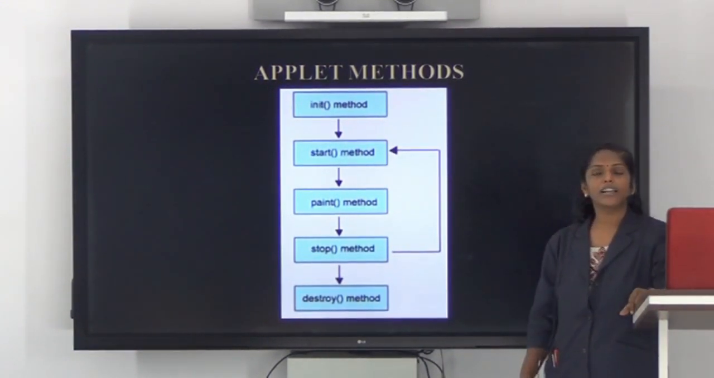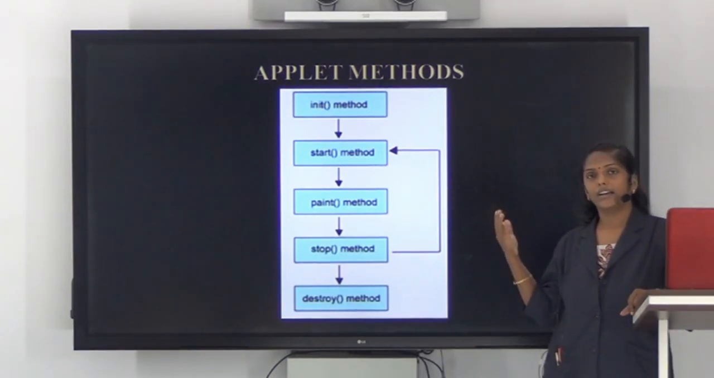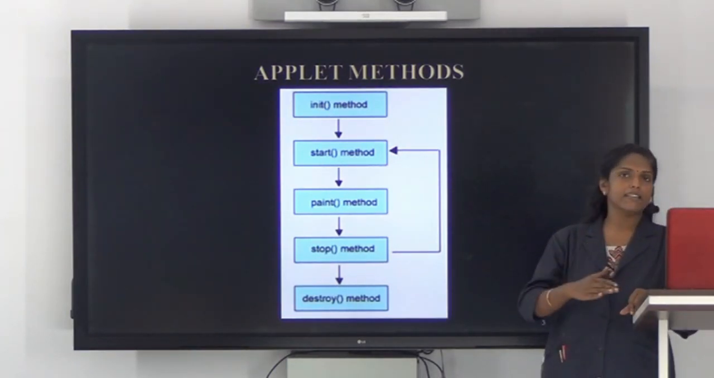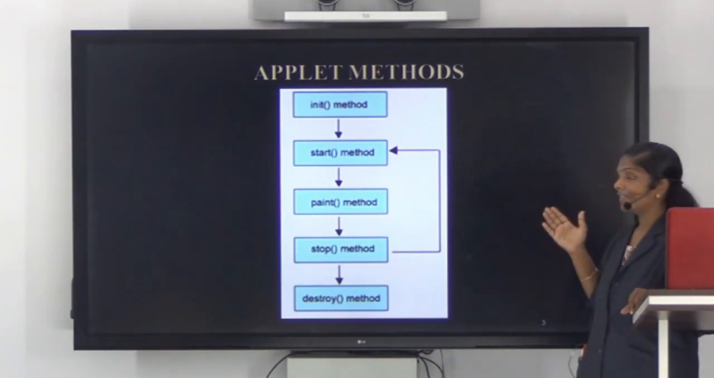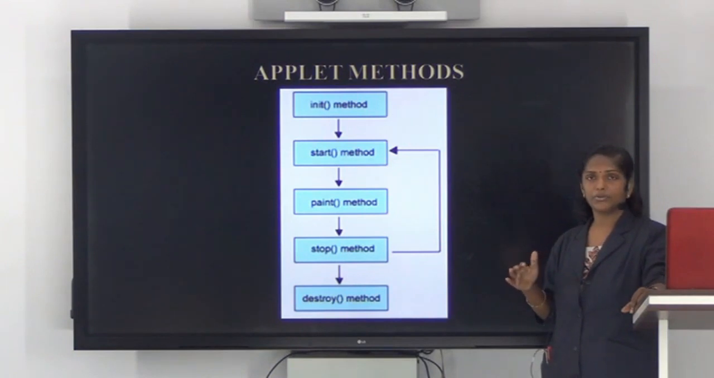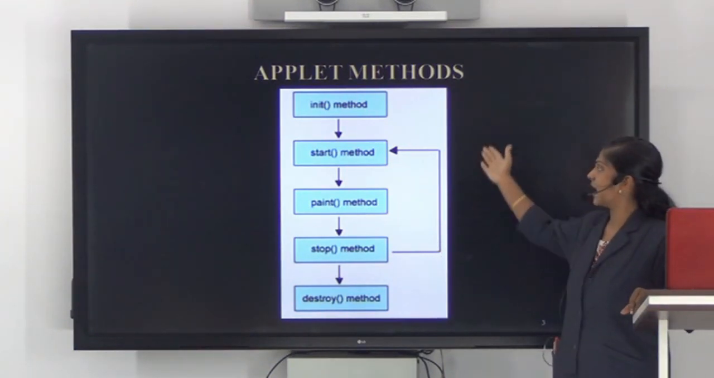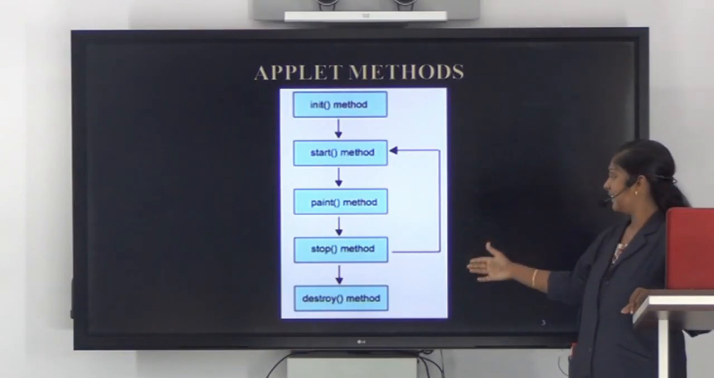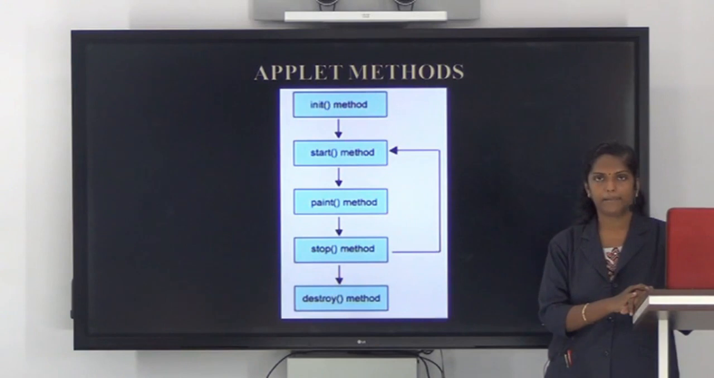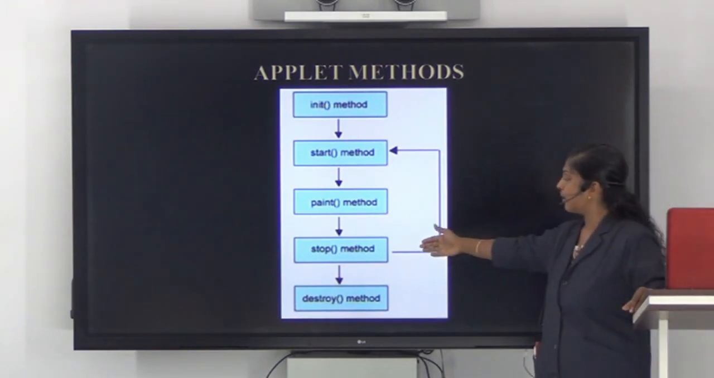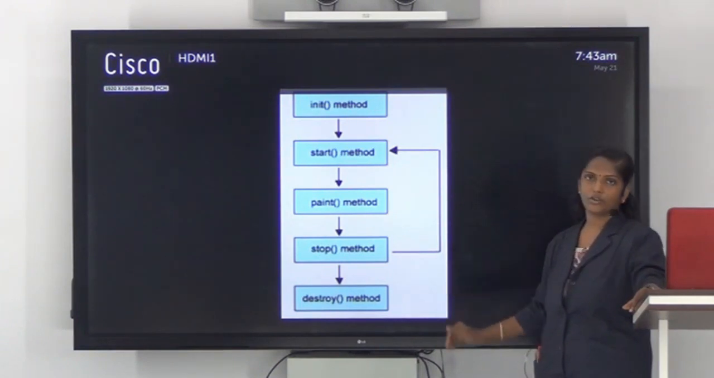Stop method is called when we minimize our applet or when we move from the tab containing the applet. So that means when we suspend our execution, the stop method will get called. When we resume our execution, the start method will be called. Finally, the destroy method is called when we close an applet. The stop method would be called before calling this destroy method.